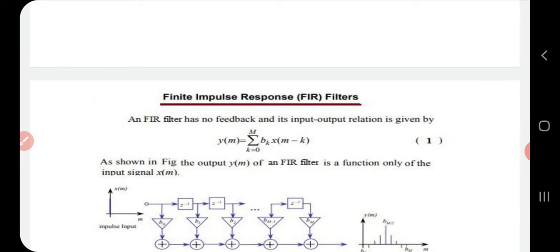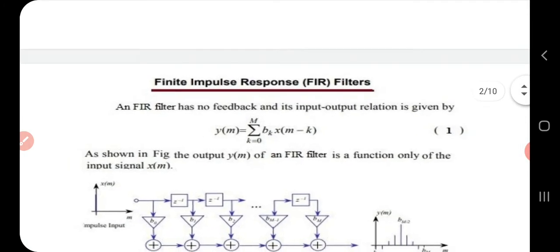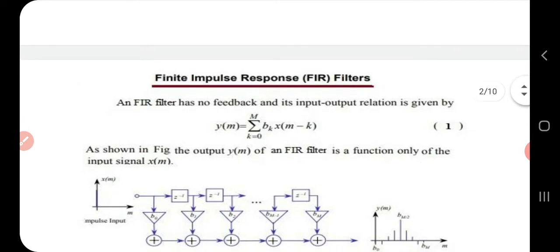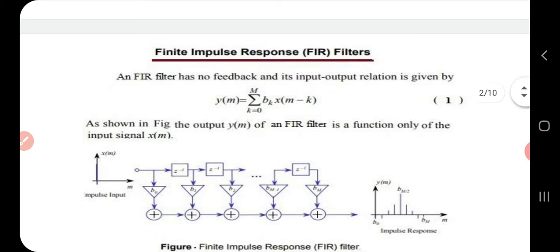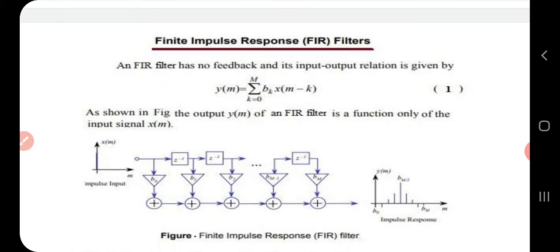FIR stands for finite impulse response filter. One of the most important peculiarities of an FIR filter, as already discussed, is that it has no feedback. So the input-output relation is given by this equation. Here y of m is the output, whereas x of m is the input. The general relation between input and output is y of m equal to summation over k equal to 0 to m of b of k x of m minus k.